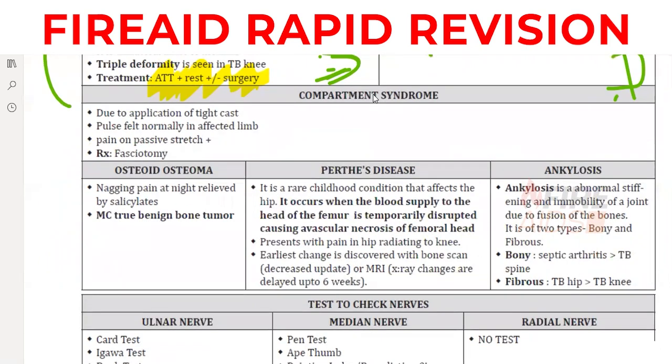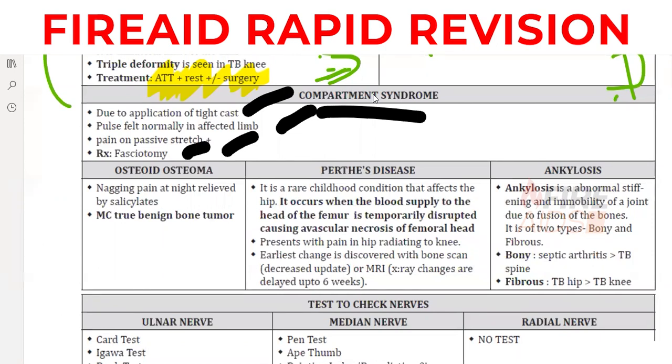Next is compartment syndrome. We already talked about compartment syndrome. Most probably it's because of application of a tight cast, or an accident, like some heavy object fell on the foot. The pulse is felt normally in the affected limb. There's pain on passive stretch. Treatment is going to be fasciotomy. So for compartment syndrome, you have to remember pain on passive stretch and fasciotomy.